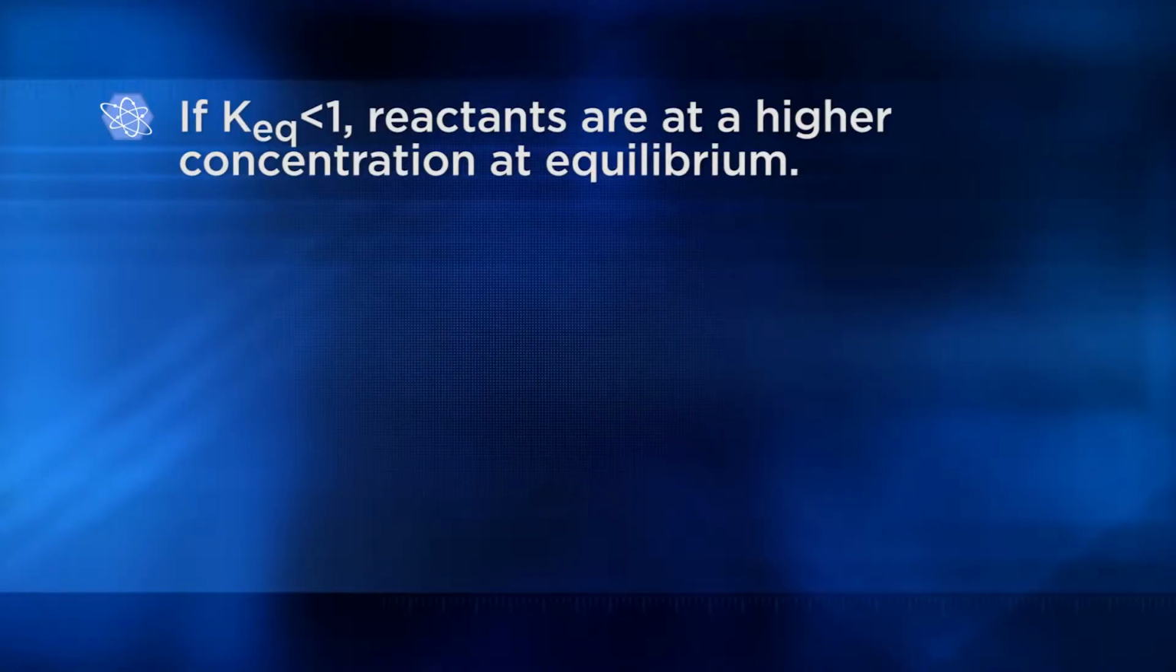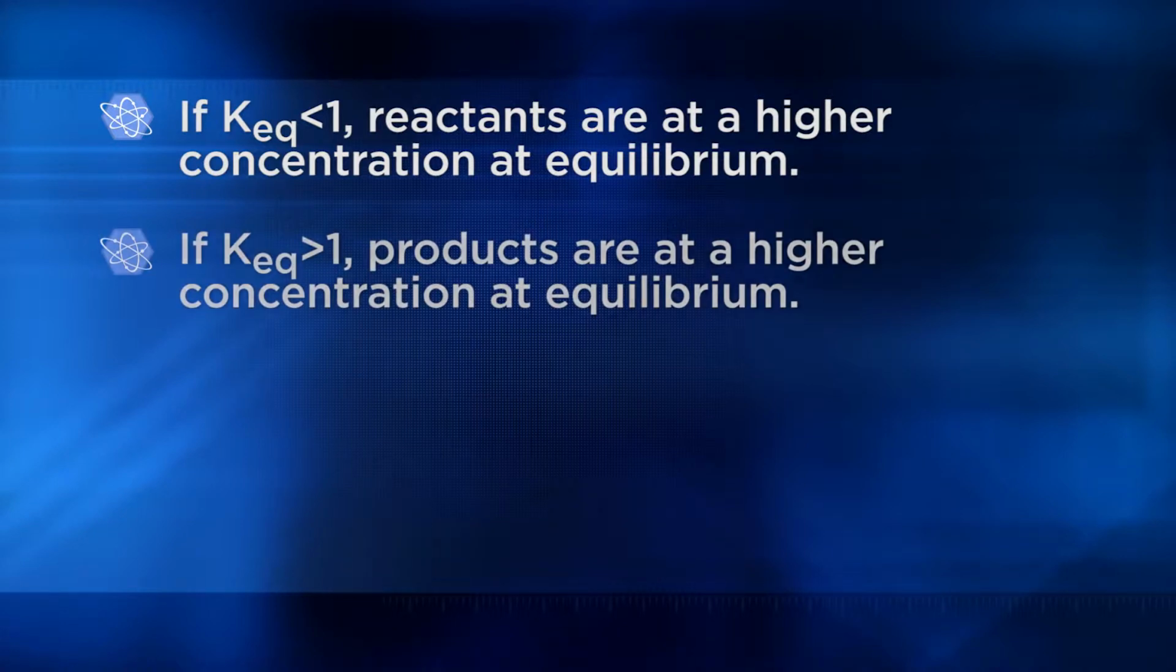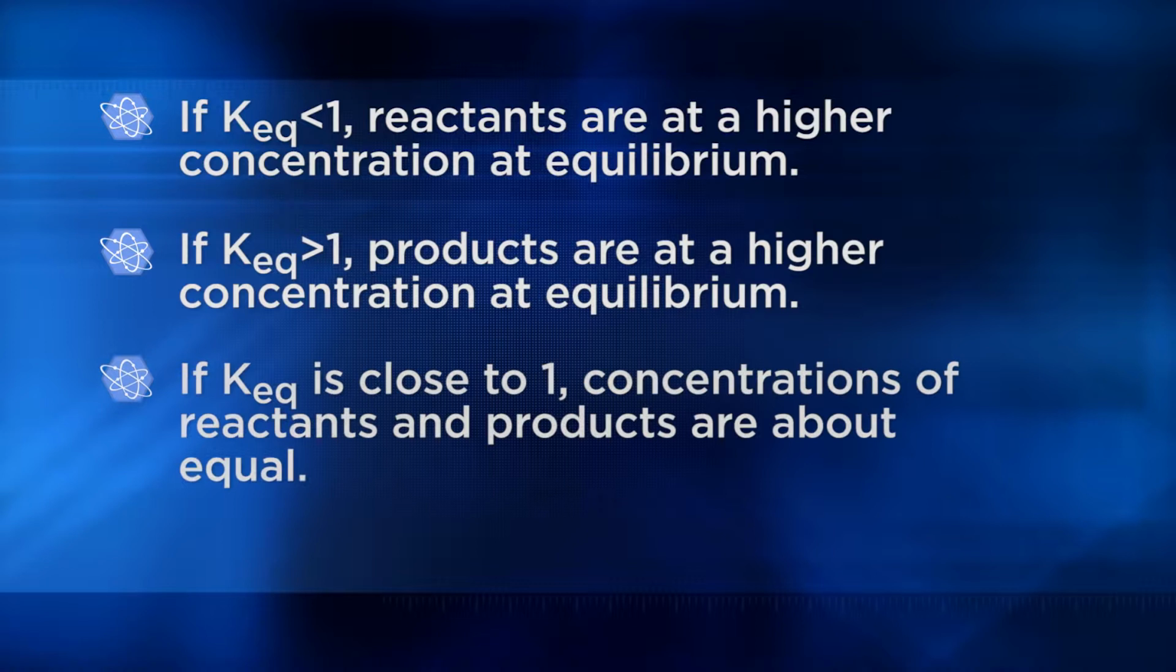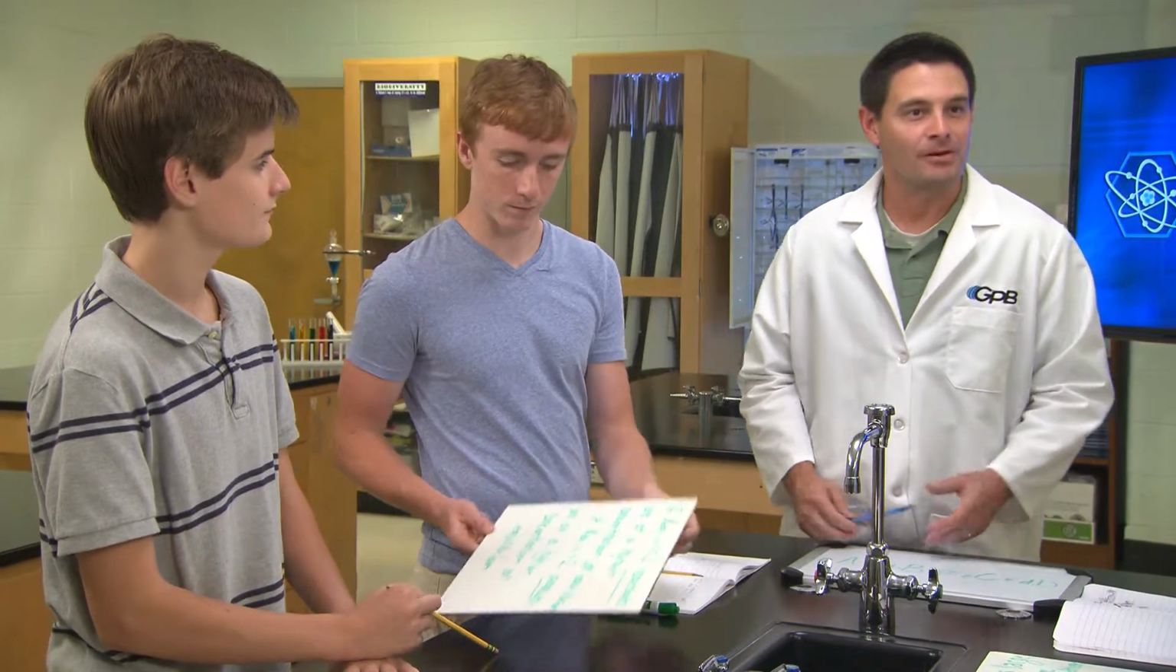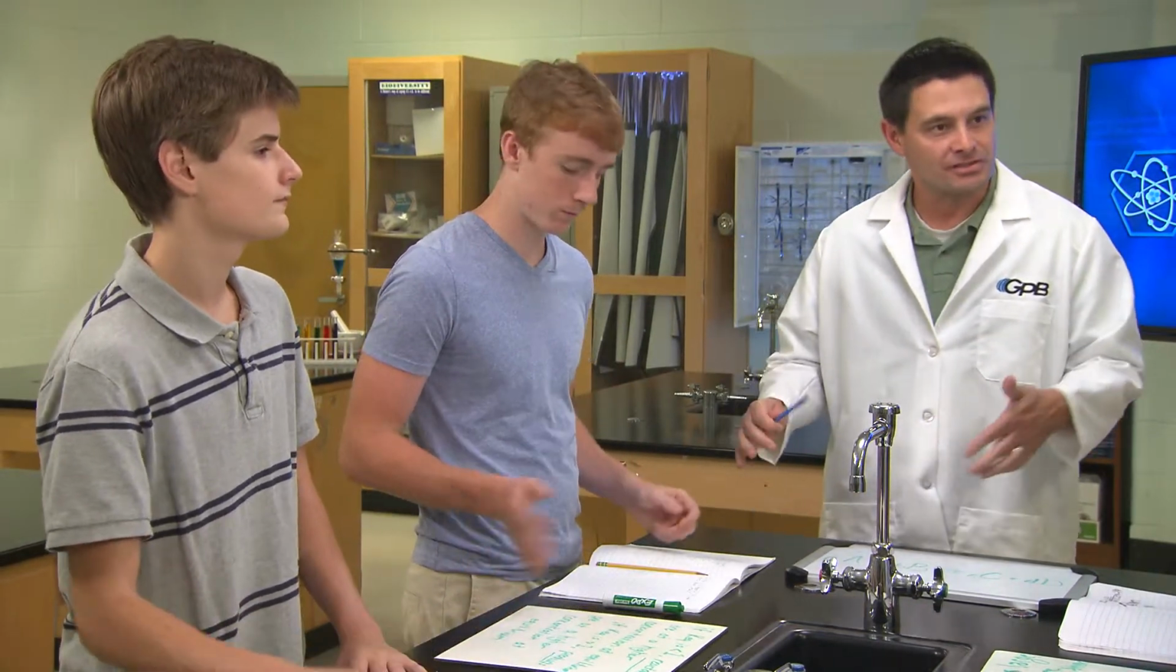Right, we said that if KEQ is less than 1, reactants are at a higher concentration at equilibrium. If KEQ is greater than 1, products are at a higher concentration at equilibrium. And if KEQ is close to 1, then the concentrations of reactants and products are about equal. Good job. So let's summarize what we've learned so far about equilibrium. And what I'd like to do is just go around the table and each person mention one thing that they've learned. So Danica, why don't we start with you?